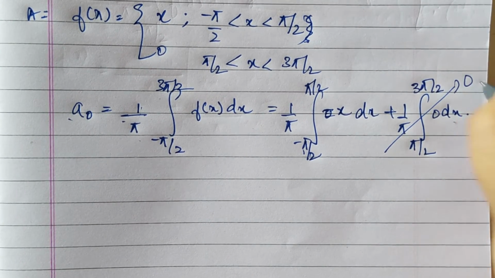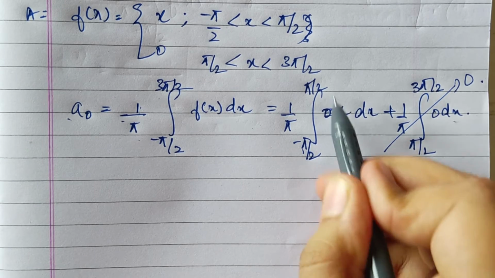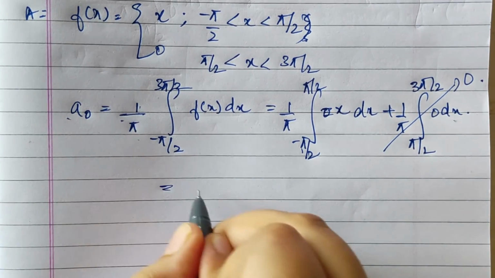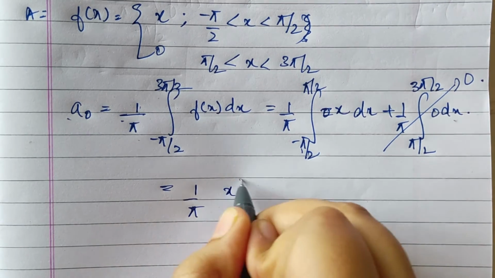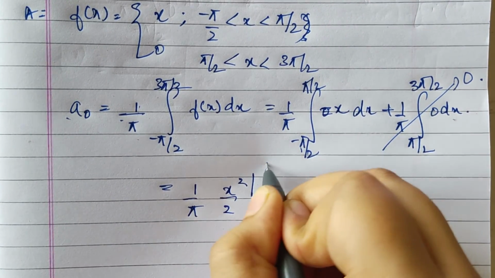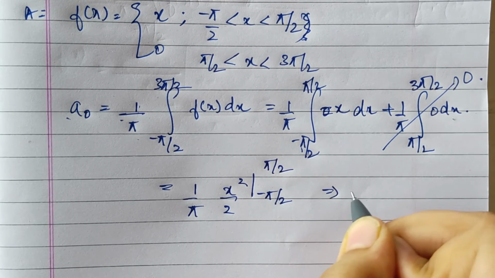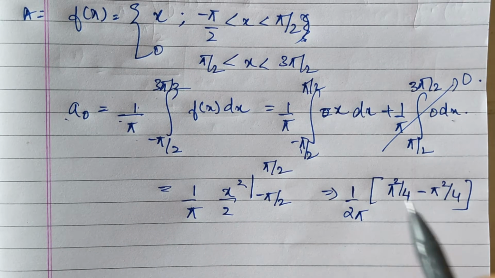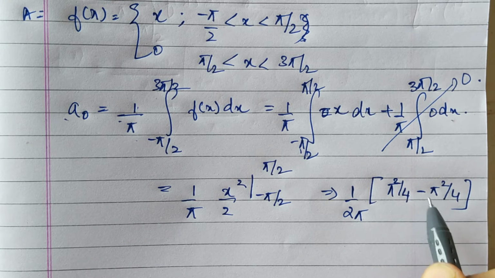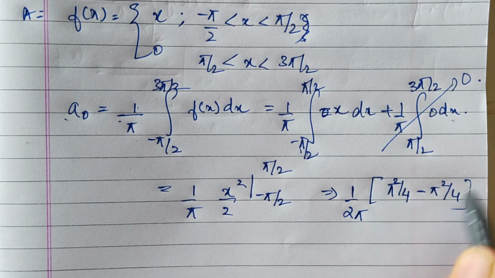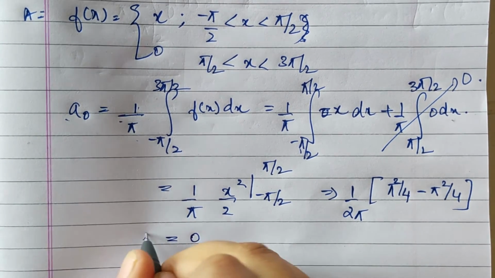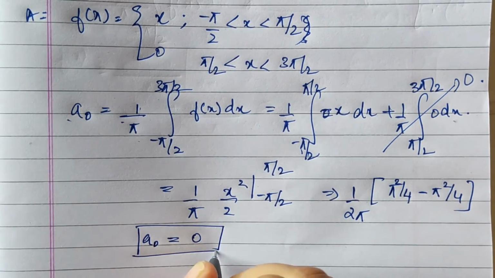So this becomes 0. X's integration is nothing but x square by 2. So we get x square by 2, lower limit minus pi by 2 to pi by 2. On substituting, we'll get 1 by 2 into pi square by 4 minus pi square by 4. It will get cancelled, so it becomes 0. Anything multiplied by 0 is 0. So a naught is equal to 0.